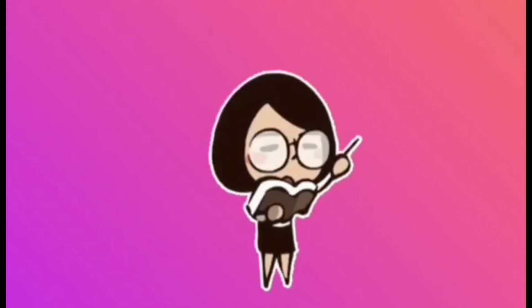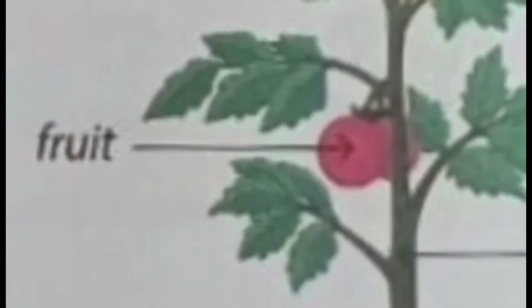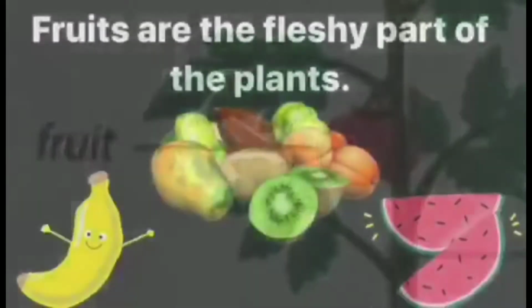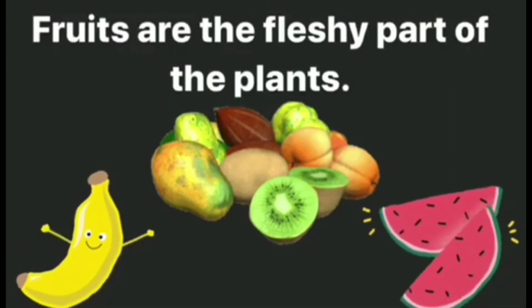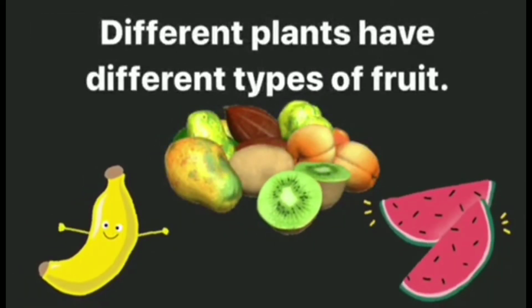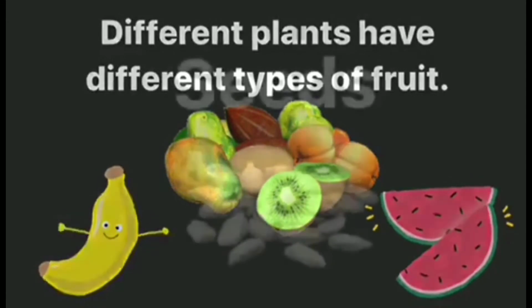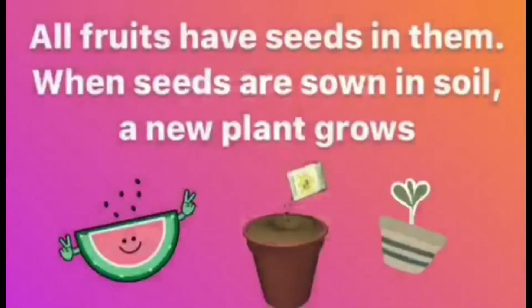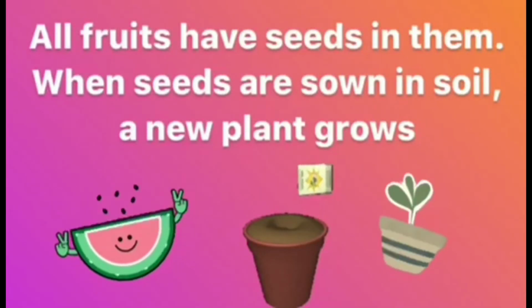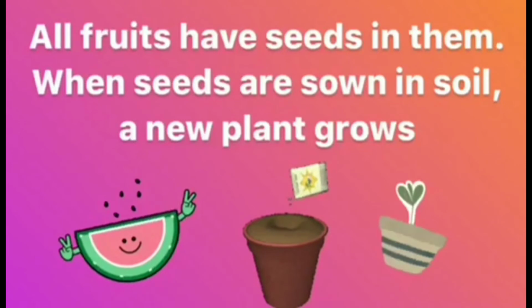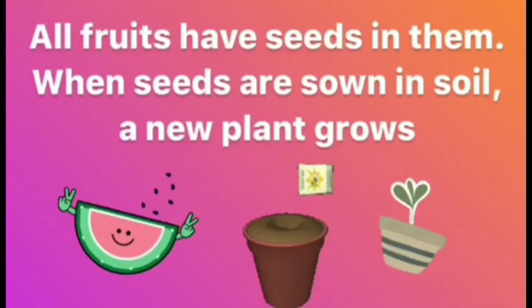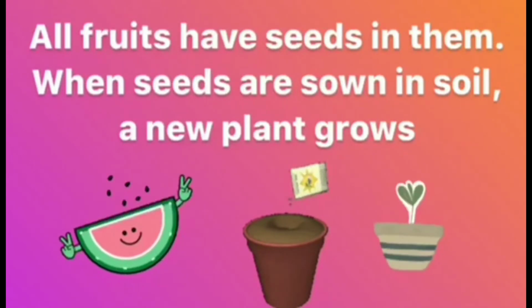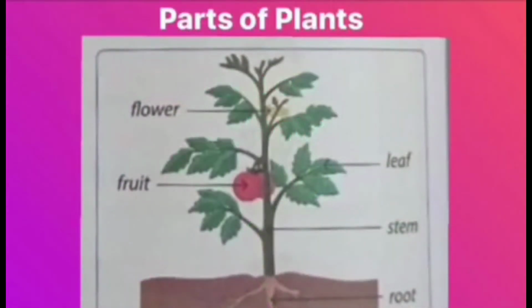How many of you like to eat fruits? Yes, all of you. Good. Fruits are the fleshy part of the plants. Different plants have different types of fruit. Another important part of the plant is seeds. Almost all fruits have seeds in them. When these seeds are sown in soil, a new plant grows. So children, these were the important parts of plants.